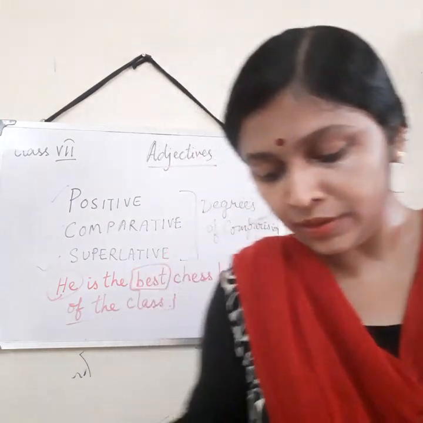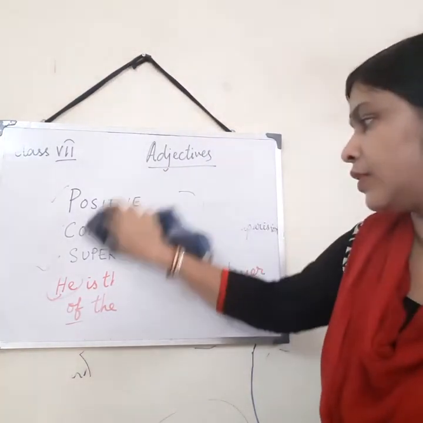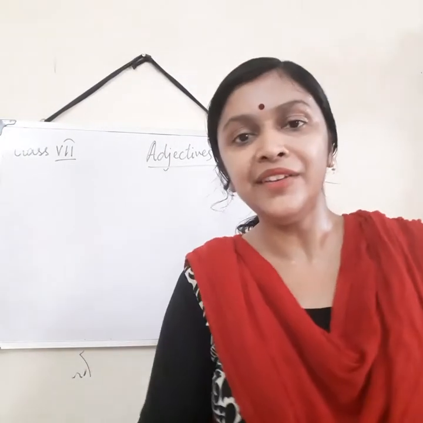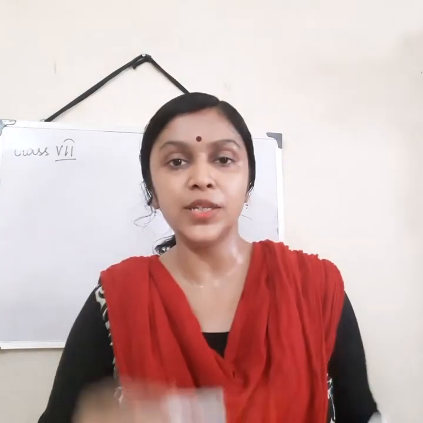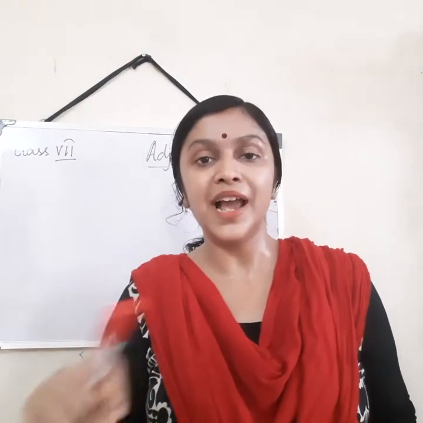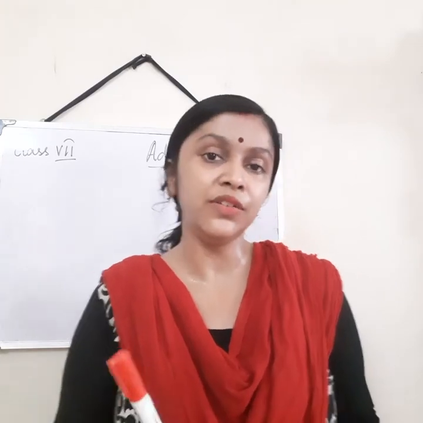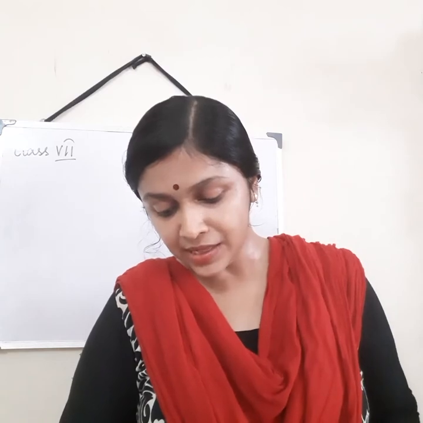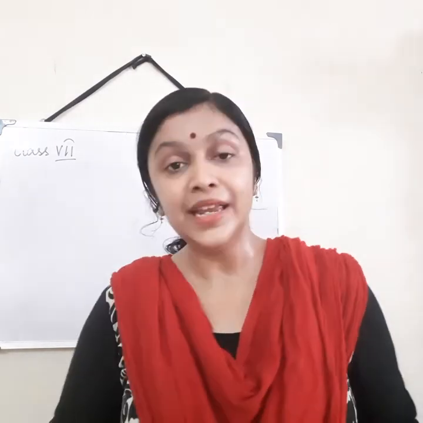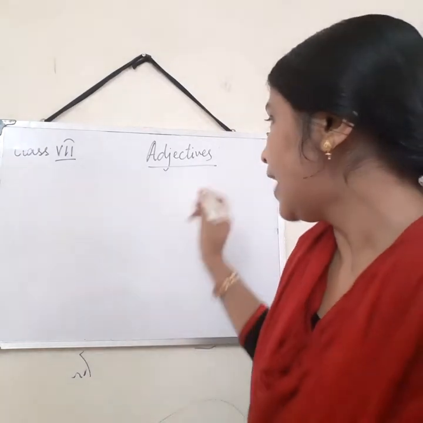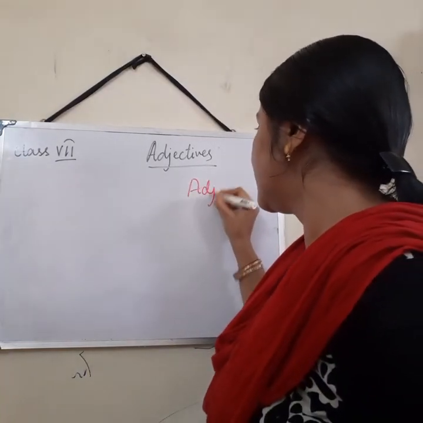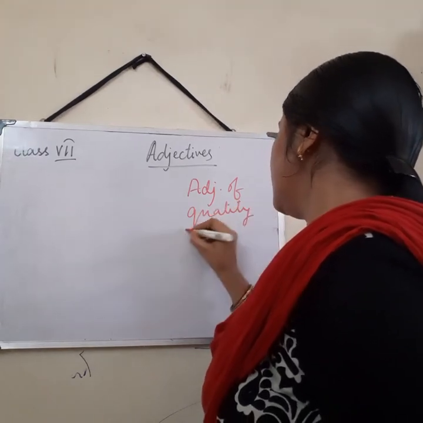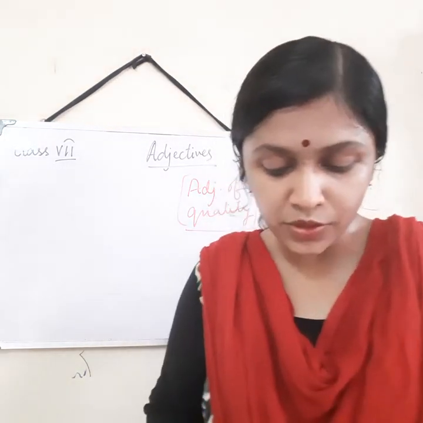Now let us come to the exercise number F. In your copy, if you are making a note, you can simply write degrees of comparison and then just write positive, comparative, superlative. Beside them, just write one example. If you want, you can even write the definition of it, but it's not necessary. Another important thing: remember that adjective of quality has the degrees of comparison. So come to the exercise F.